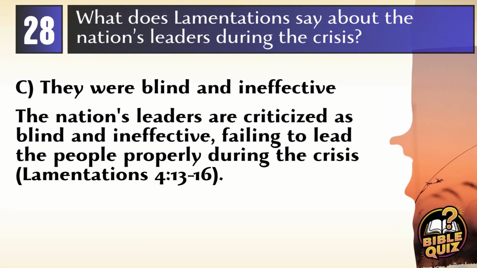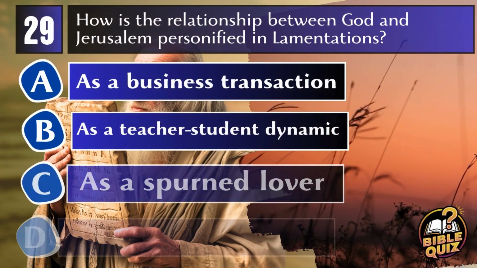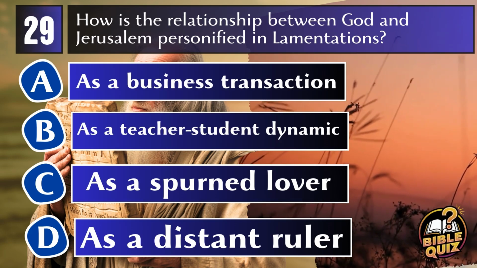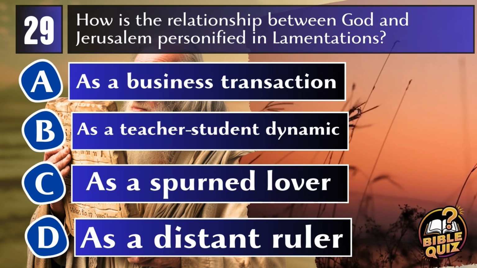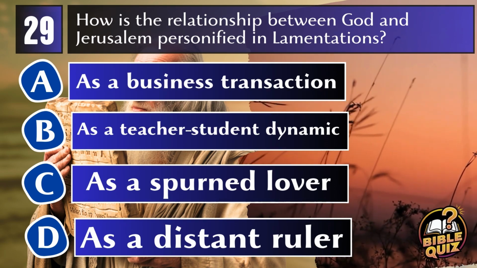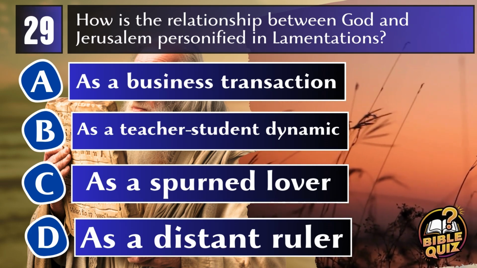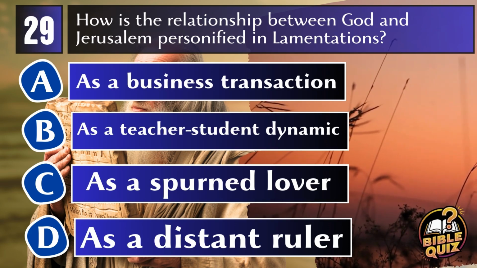Answer C. They were blind and ineffective. Lamentations criticizes the nation's leaders as blind and ineffective, contributing to the city's downfall through their poor leadership and failure to heed prophetic warnings. Lamentations 4:13-16. Question 29. How is the relationship between God and Jerusalem personified in Lamentations? A. As a business transaction. B. As a teacher-student dynamic. C. As a spurned lover. D. As a distant ruler.